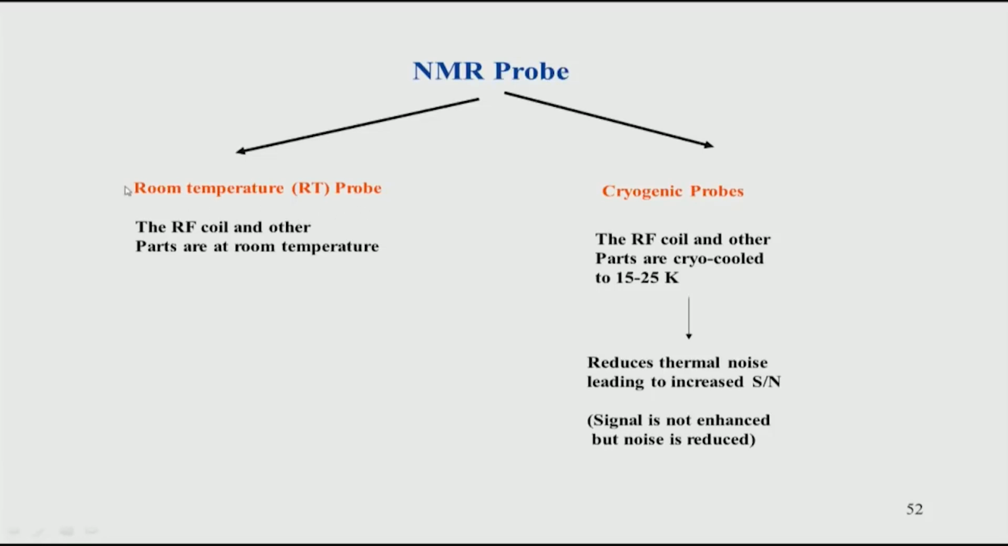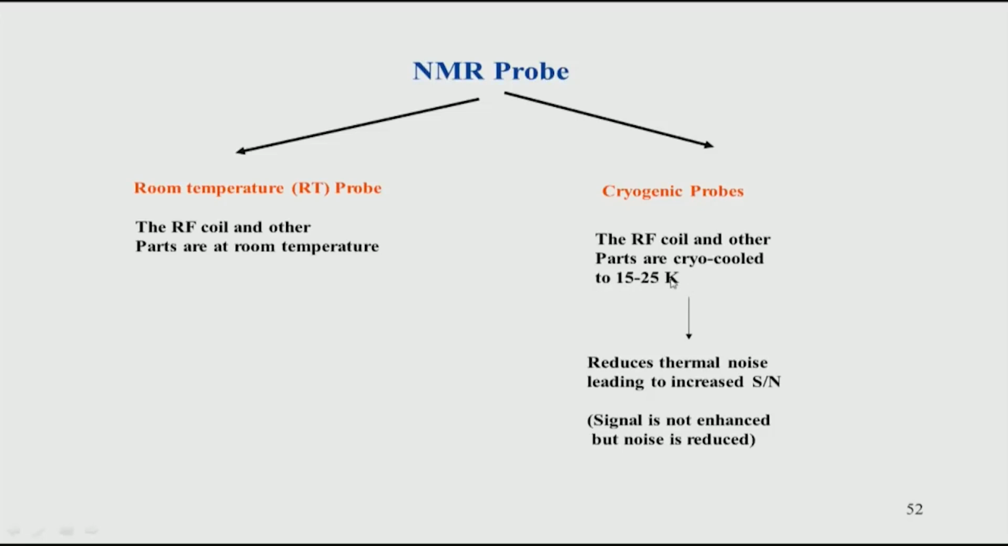So, this is called a room temperature probe, because the probe as such is at room temperature and the sample temperature can be varied, but this is a standard operation. But nowadays we have what are called very sensitive cryogenic probes. In this kind of probe, the RF coil which we saw in the previous slide is actually cooled to a very low temperature by helium gas. That is gas, not liquid, and the helium gas is typically kept at a temperature of 15 to 25 Kelvin.